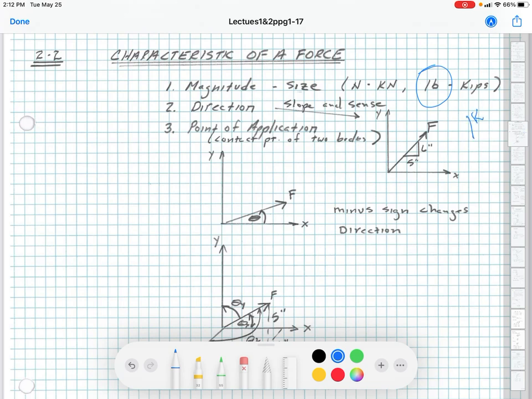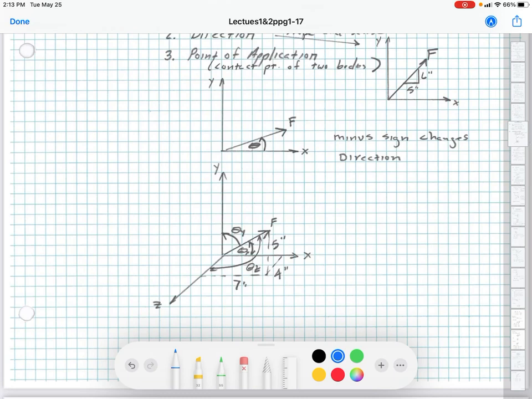So when you see 1 kip, that's equal to 1,000 pounds, and we'll be talking about that as we go through all these. We also have to have a direction, so that gives us a slope in a sense. In this example, the slope is it's rising 6 units as it's moving to the right 5. And then we also have to have a point of application. So that's a contact, usually between two bodies.